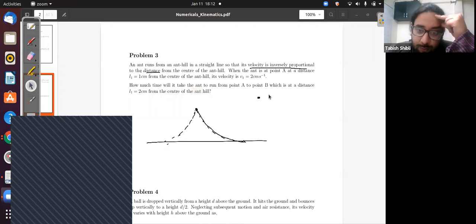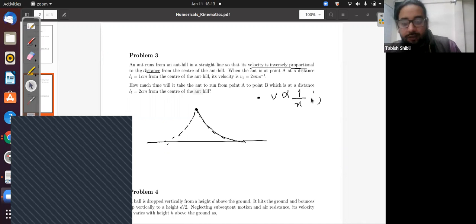Okay, so you note down what is given to you. Essentially, the ant is starting from here. First of all, you know that the velocity will be inversely proportional to whatever distance you are traveling. So let's call that distance x, not d, because it's moving, right? And the velocity is inversely proportional to x. Lovely. So the more the x is, the smaller the velocity. That is very interesting.